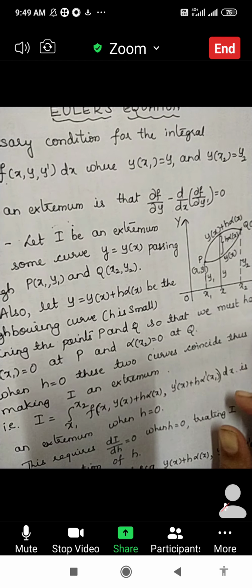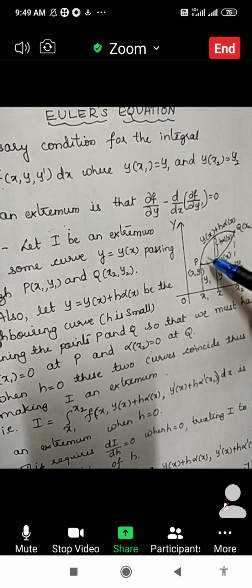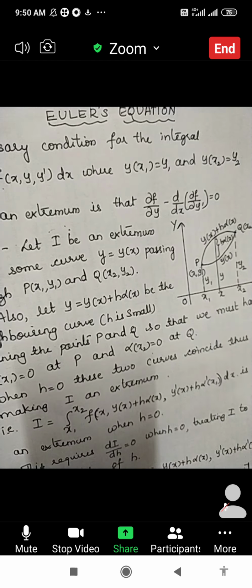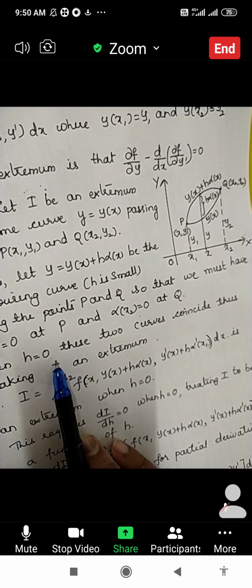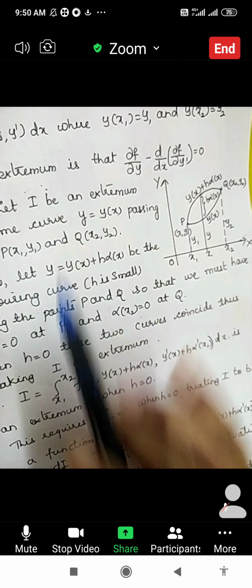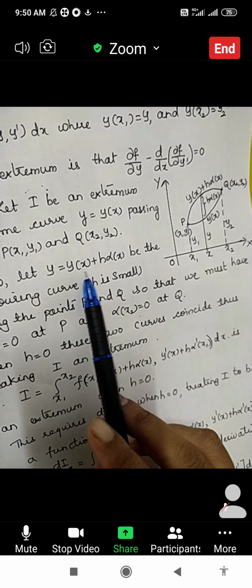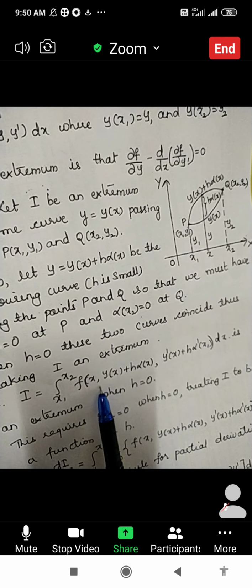Now if you see this curve, if you put h as 0, obviously these two curves are going to coincide. So we get the condition that I will be extremum when h is 0. What is our I? Our I is the same thing, but in place of y, you put y of x plus h into alpha of x. So this is the functional you will get.